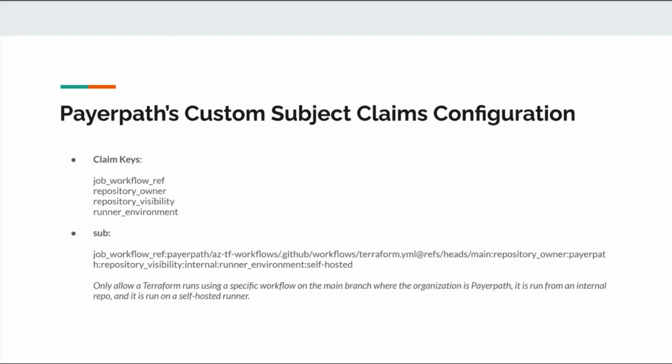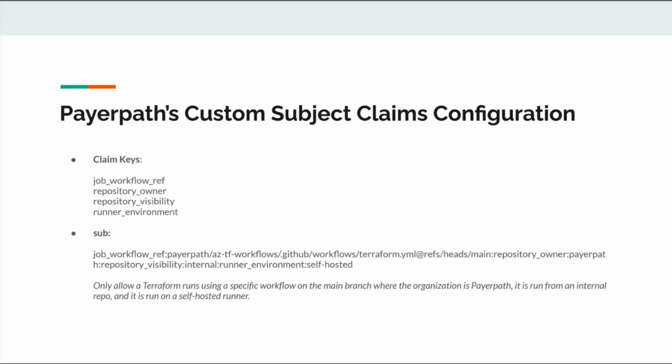So this is Parapath's custom subject claims configuration. The claim keys that we send to Azure are job workflow ref, repository owner, repository visibility, and runner environment. And this long string that we have here is what we've configured on Azure. Basically what it means is we only want to allow Terraform runs using a specific workflow on the main branch where the organization is Parapath, and it's run in an internal repo, and it's also run on a self-hosted runner.